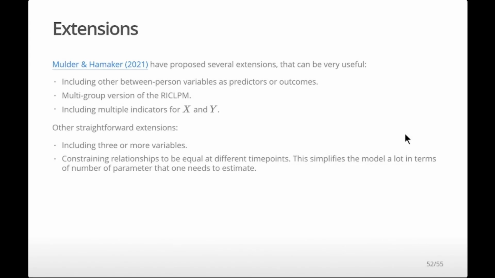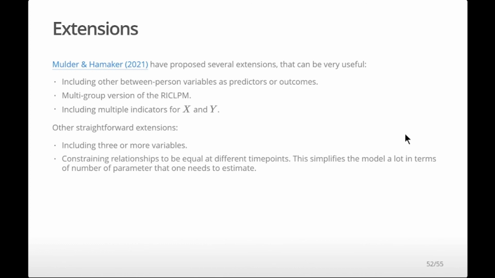But good point. I have some final remarks. So, okay, this one very quickly. In this 2021 paper, Mulder and Hamaker proposed a few extensions. Including other between-subject variables as predictors or outcomes. In this case, for example, depression could be the predictor of both trait anxiety and trait conditioning. You can have multiple group versions. This is very interesting. For example, you collect data in Italy and in Belgium.